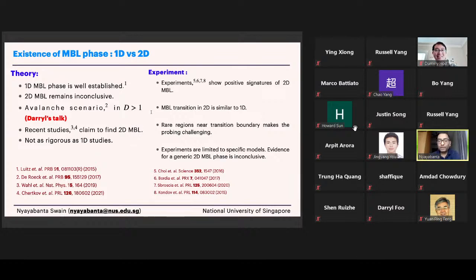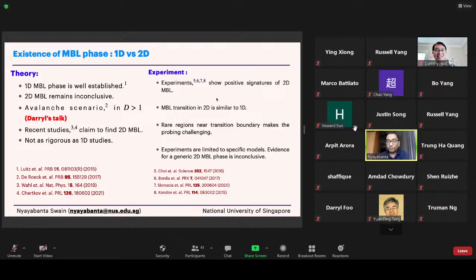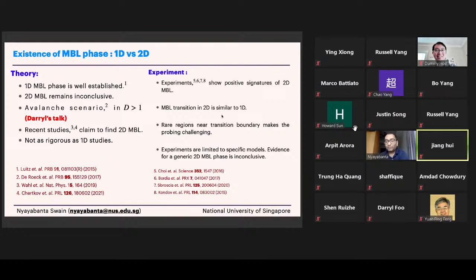Now, on the experimental side, there have also been several experiments which seem to indicate the existence of 2D MBL. They suggest that the MBL transition in 2D is very similar to 1D, which is rather unexpected when we look at the theory side. One thing experiments also suggest is that there exist rare regions, which make the probing quite challenging on experimental time scales.